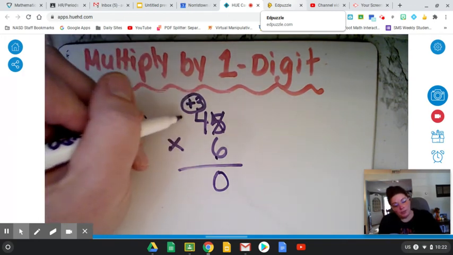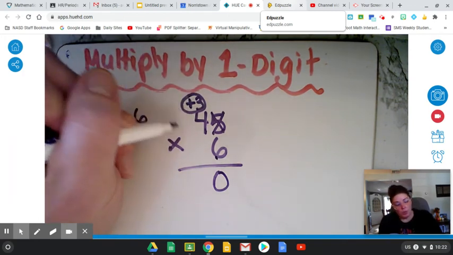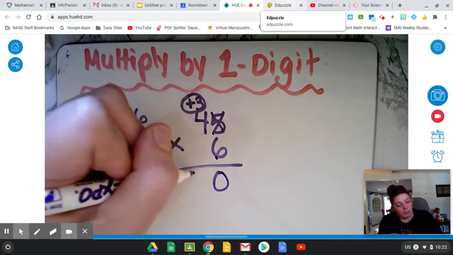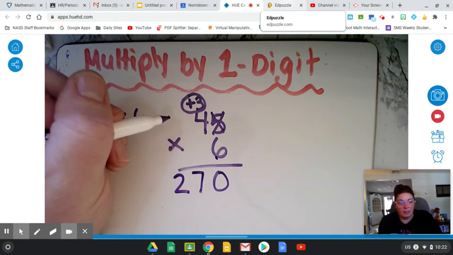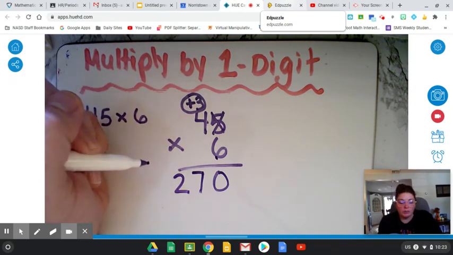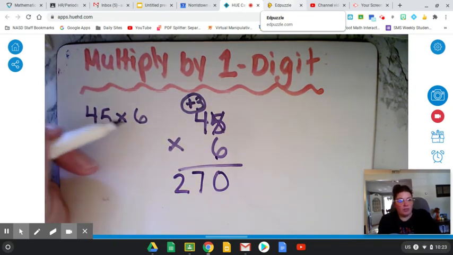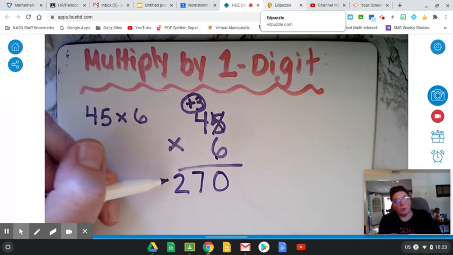So there is nothing else over here. There's no hundreds. So I can just write down my 27. I don't have to worry about carrying anything because there are no other digits. So 45 times 6 equals 270.